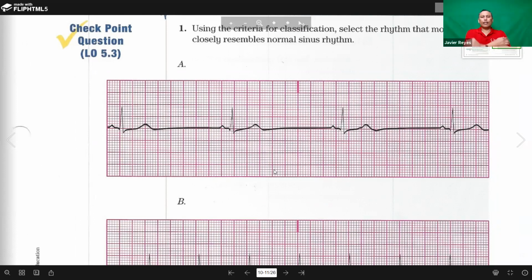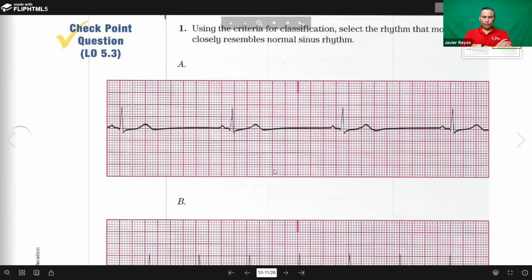Okay, let's take a look at the criteria. Janie, is it a sinus rhythm? I think it is because it still has the P wave and the QRS. That's correct. Very good. It is a sinus rhythm because there is a P and all the QRS follows it. Let's take the second criteria, the rate.